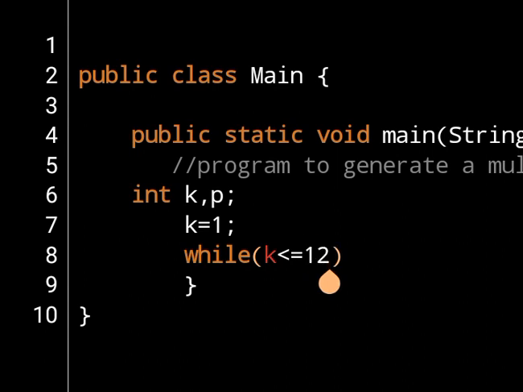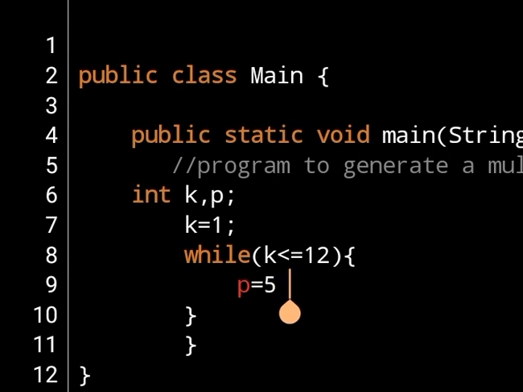So I want to generate a multiplication table, 5 times 1 to 5 times 12. So there should be an open and close parenthesis that will take charge of the loop. So let's store our result in p. p is equal to 5, since I'm using it to generate a multiplication table, 5 times k.